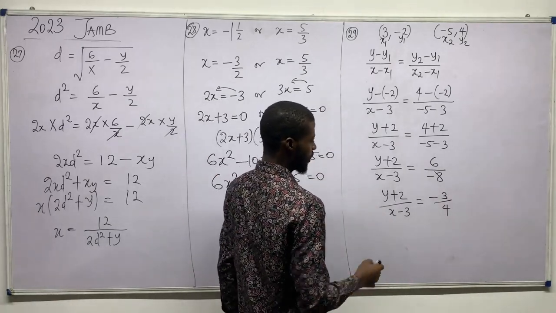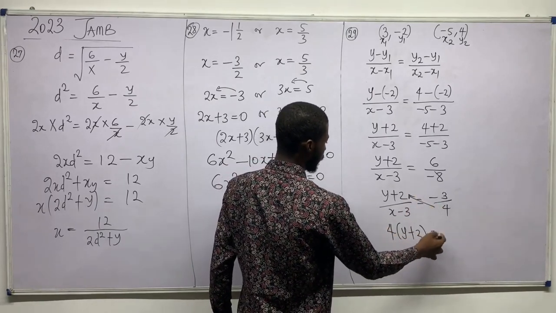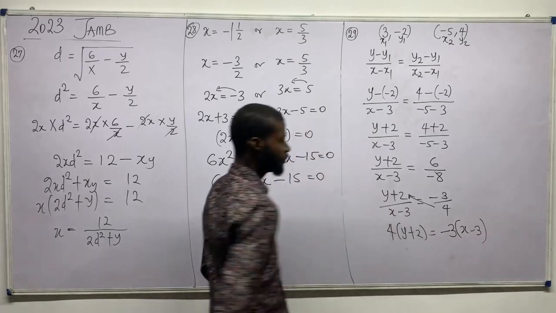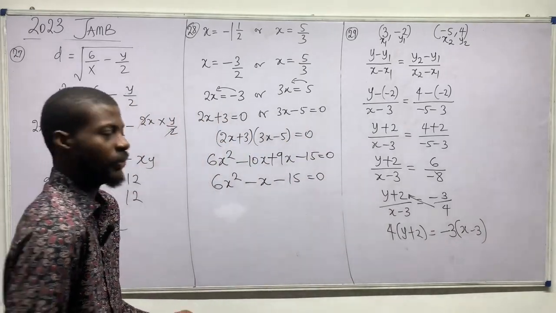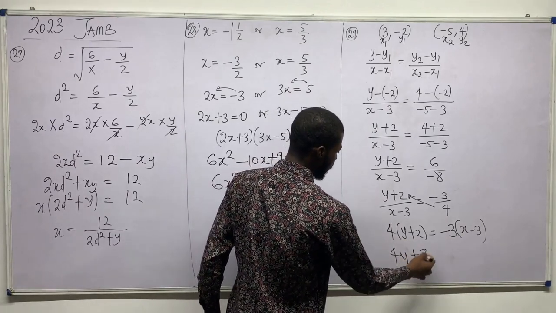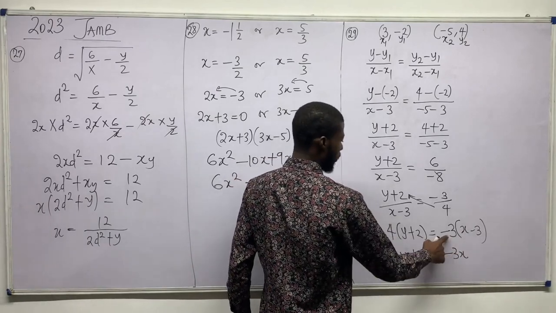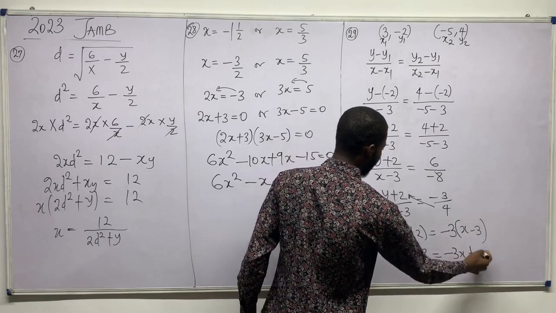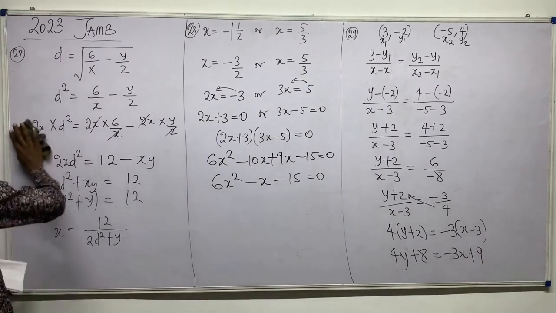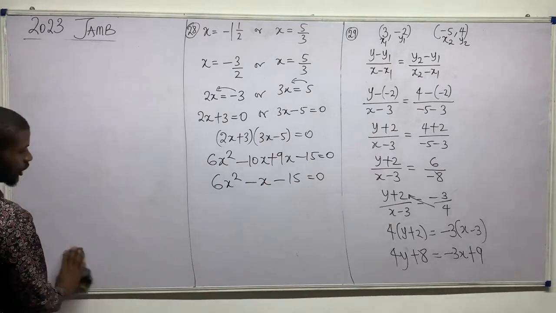The next thing I will do is to cross multiply. 4 times this. So this is 4 brackets y plus 2 equal to minus 3 times this. So this is minus 3 brackets x minus 3. That's what we have. The next thing we do is to open the bracket. 4 times y is 4y. 4 times 2 is 8. Equal to minus 3 times x is minus 3x, minus 3 times minus 3 is plus 9. Now the next thing we do is to take everything to the other side.